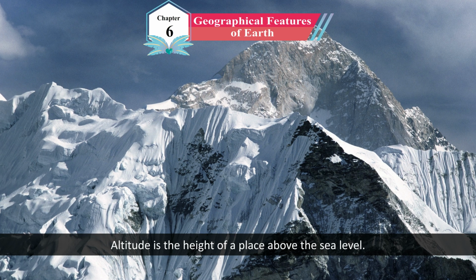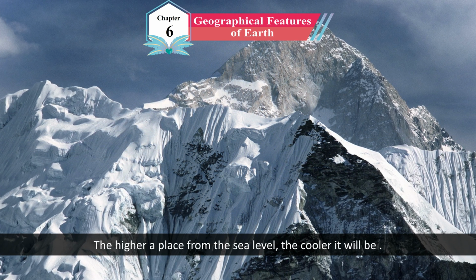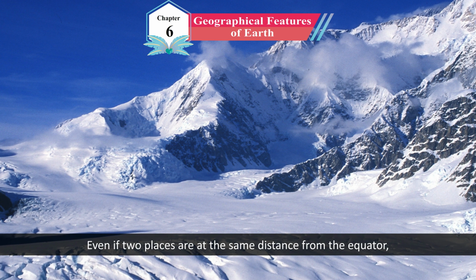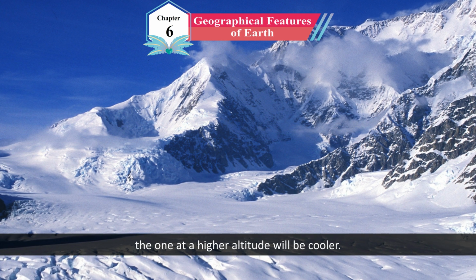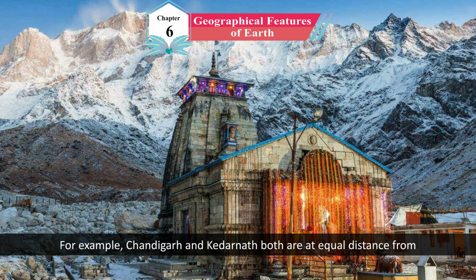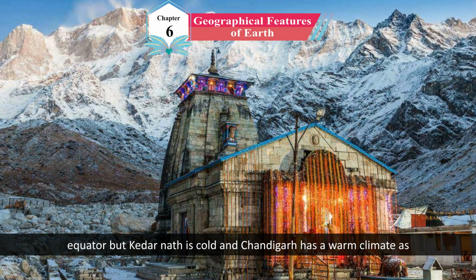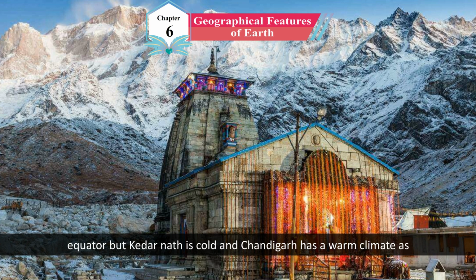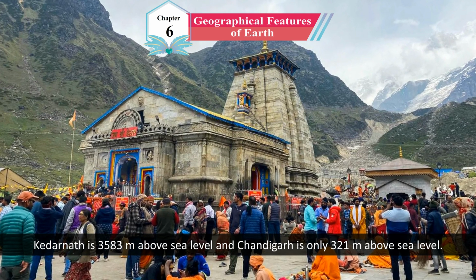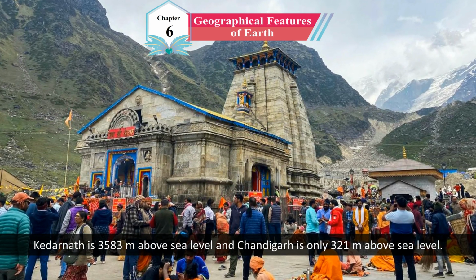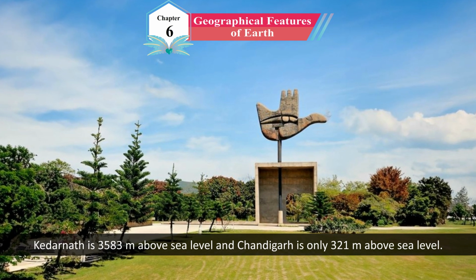Altitude. Altitude is the height of a place above the sea level. The higher a place from the sea level, the cooler it will be. Even if two places are at the same distance from the equator, the one at a higher altitude will be cooler. For example, Chandigarh and Kedarnath both are at equal distance from the equator, but Kedarnath is cold and Chandigarh has a warm climate, as Kedarnath is 3,583 meter above sea level and Chandigarh is only 321 meter above sea level.